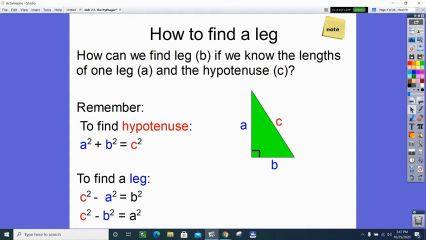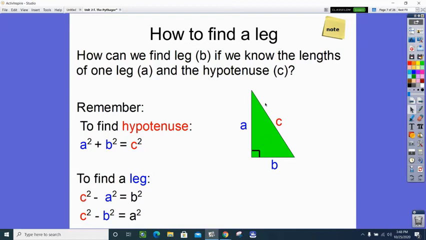Next up is to turn our thinking around. What if we knew what the hypotenuse was and one of the legs? How will we find the missing leg? Now remember, to find the hypotenuse, we took the leg squared plus the leg squared equals the longest side. The hypotenuse is always the longest side. So now if you're given the hypotenuse, you're not going to add to it to get to one of the other sides. You're going to have to subtract because he's the longest.